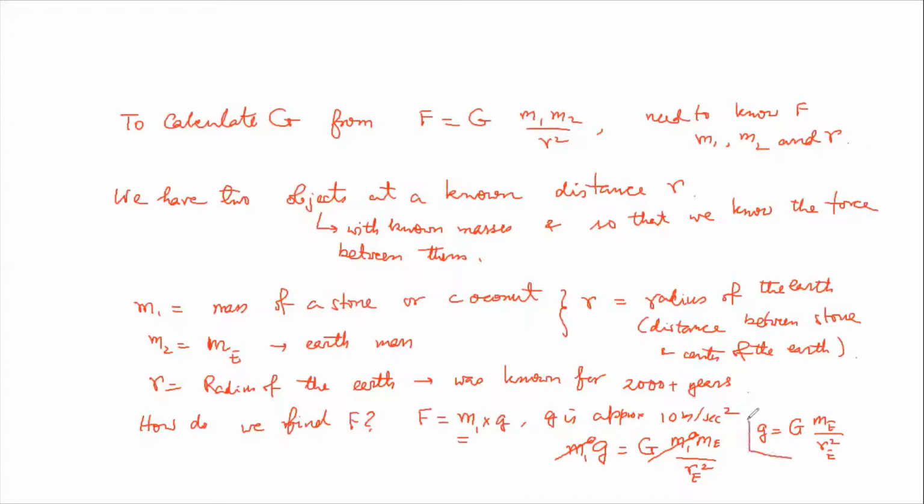So this is the equation that will help us calculate the value of G, because small g is known and the radius is known. So we only have to know the mass of the earth, and that's what we're going to do next. So we have 10 meter per second square equal to capital G times the mass of the earth, divided by the radius of the earth square.